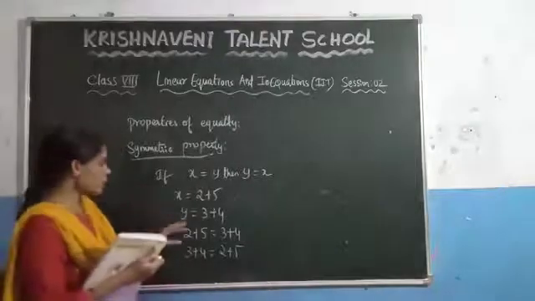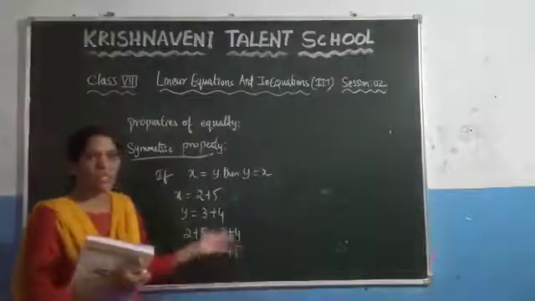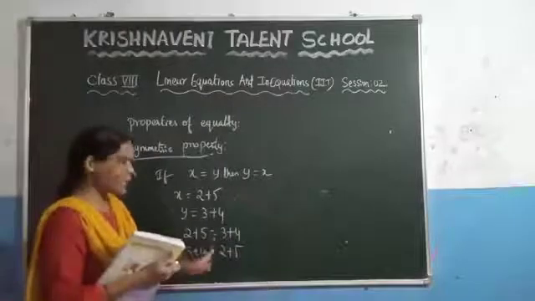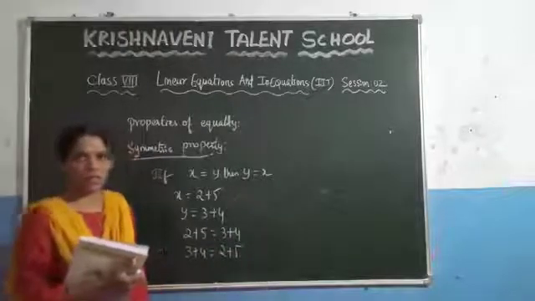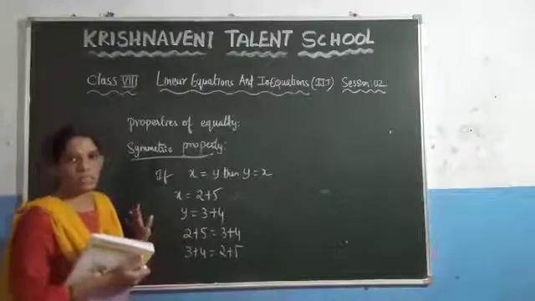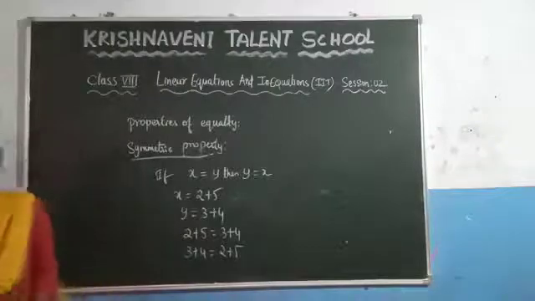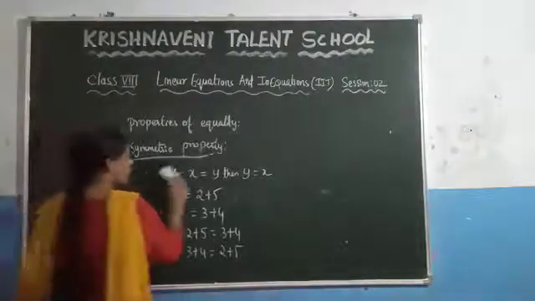What it states: if the first number is equal to the second number, then the second number is always equal to the first number. This property we call the symmetric property. Now see the next property, which is the transitive property.